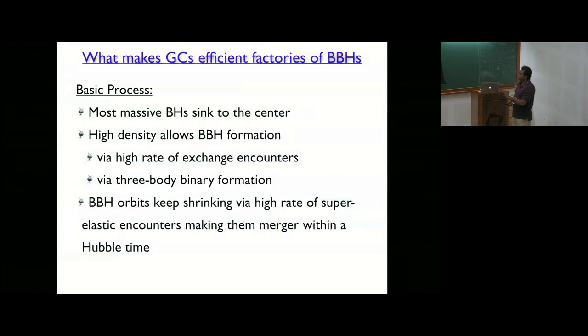So just to remind you what the basic process of creation of black hole binaries in a star cluster. Most massive black holes sink to the center. High density allows new binary black hole formation, independent of whether the black hole initially was in a binary or not. And this can be in two different channels. You can create 3-body binaries using 3 single black holes. Or you can use exchange interactions where the initial binary was not black holes, and then you exchange black holes into it one at a time.